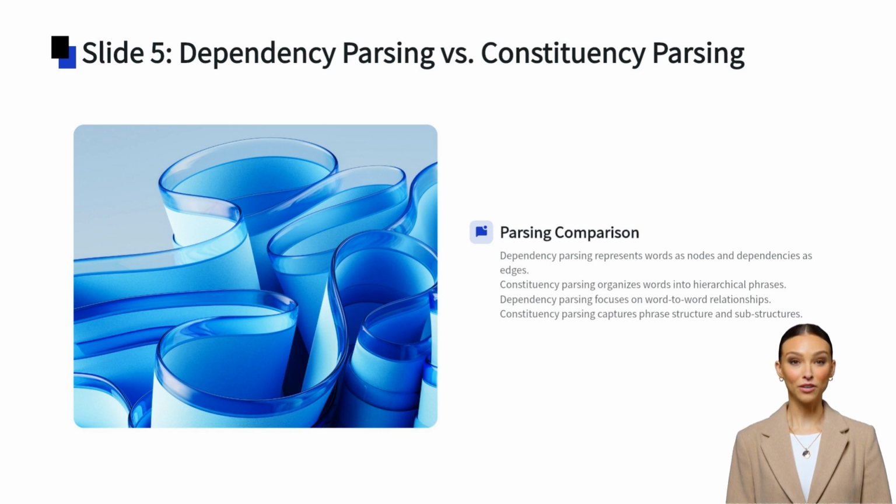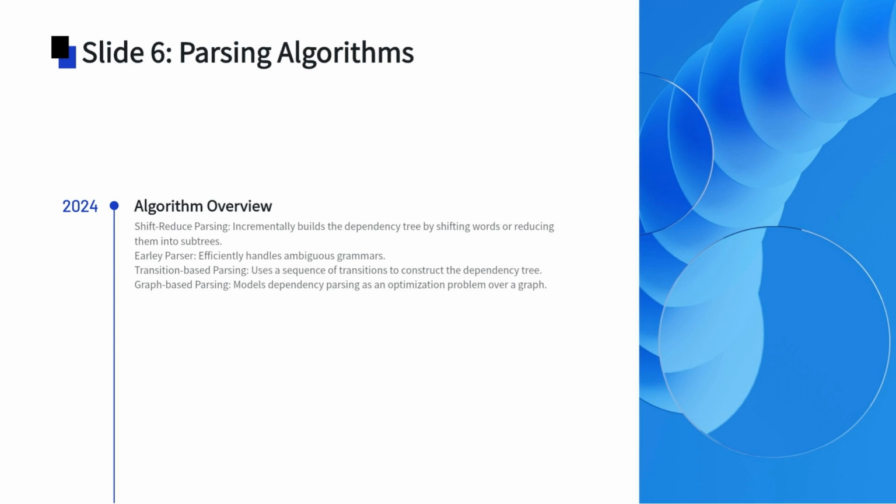Constituency parsing, on the other hand, represents sentences as hierarchical trees, where words are grouped into phrases, e.g., noun phrases, verb phrases. This type of parsing is typically more abstract, as it focuses on phrase structure rather than individual word dependencies. While constituency parsing captures higher-level structures, dependency parsing provides a more detailed and flexible view of how individual words relate to each other. There are several parsing algorithms used to construct dependency trees.